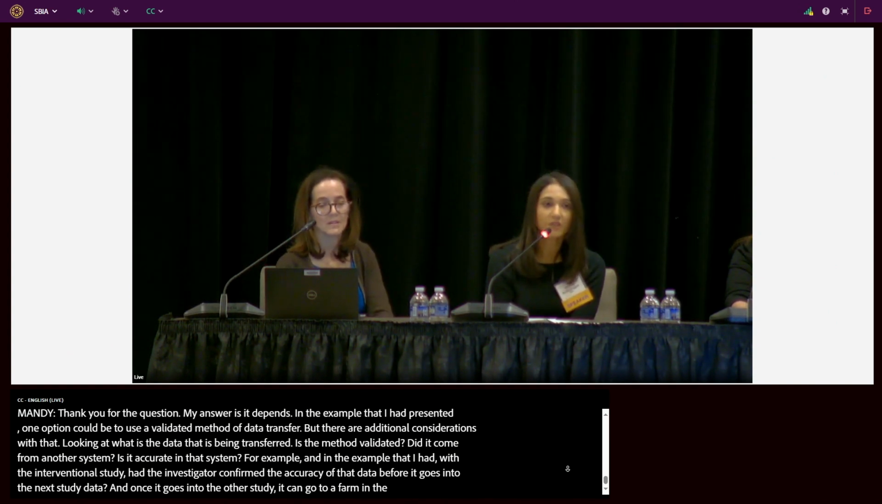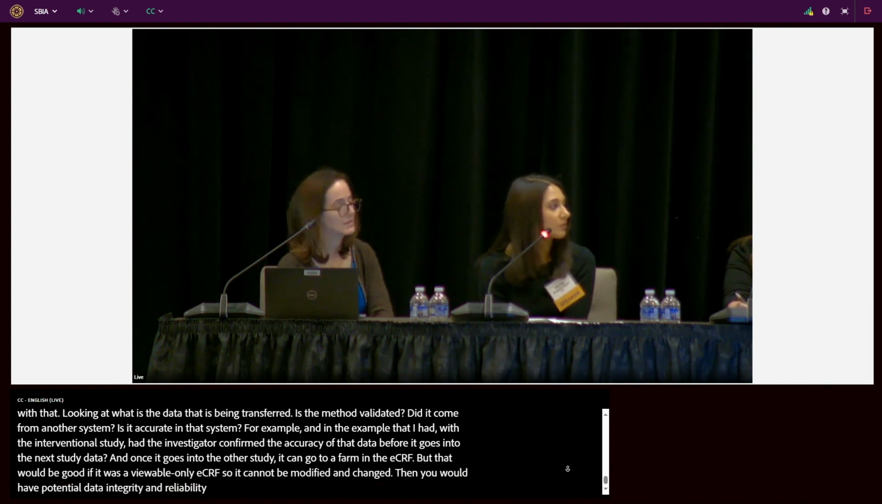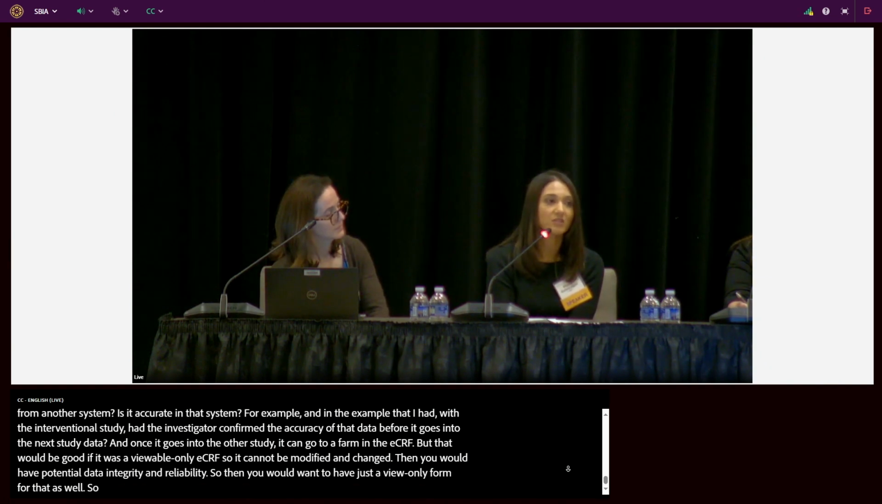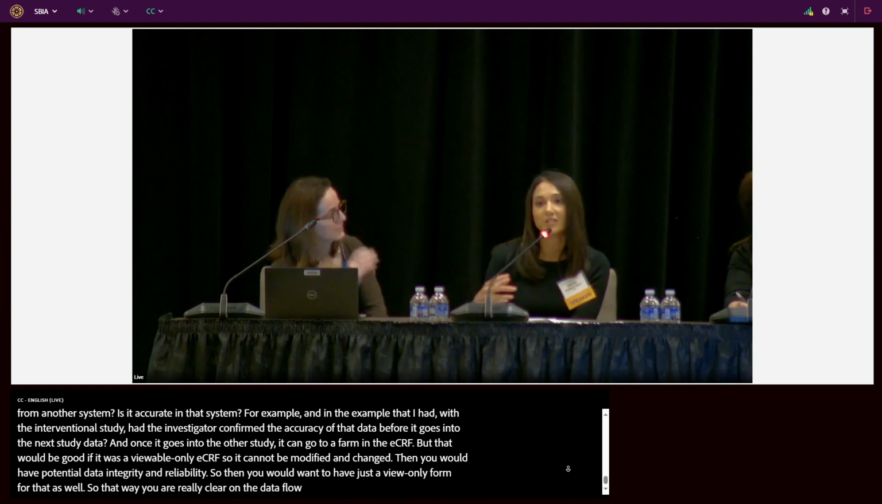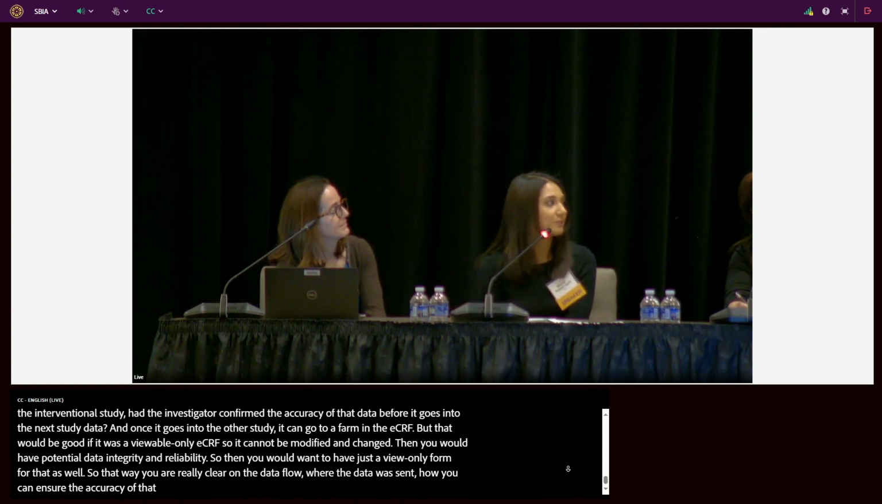So you probably recommend having a view only form for that as well. So you're really clear on the data flow, on where the data was entered, how you've ensured the accuracy of that, you've ensured that you've got a validated method to transfer it, and then you can't change it further in the new system.